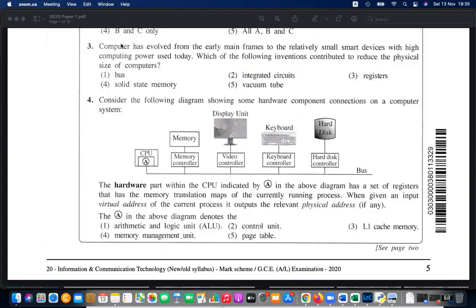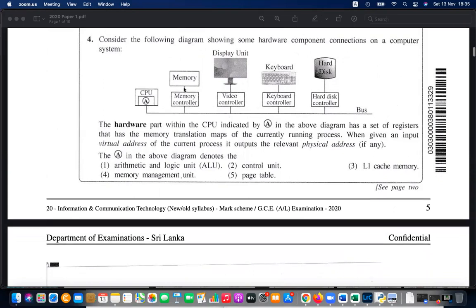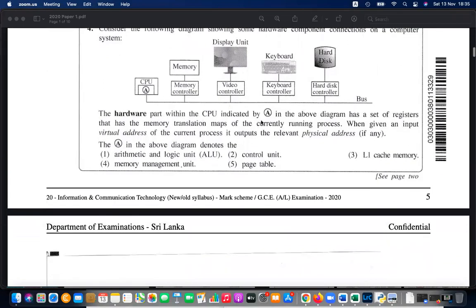Right, but let's keep it aside. Okay, consider the following diagram showing some hardware components connected to a computer system. The hardware part within the CPU indicated by A. It's connected to the memory controller, video controller, keyboard controller. And this should be the memory management unit. More suitable is memory management unit. The hardware part in the diagram has a set of registers, and the set of registers has the memory translation map. Yes, that is about memory management, MMU.